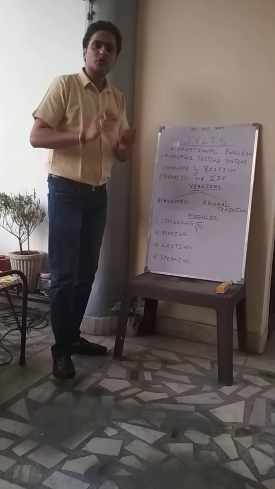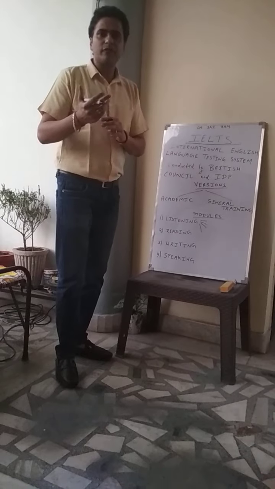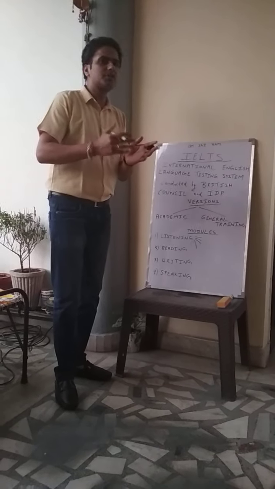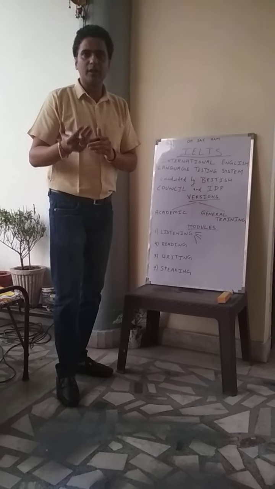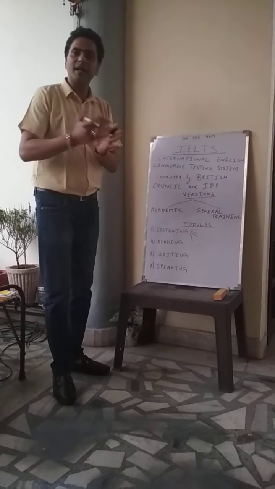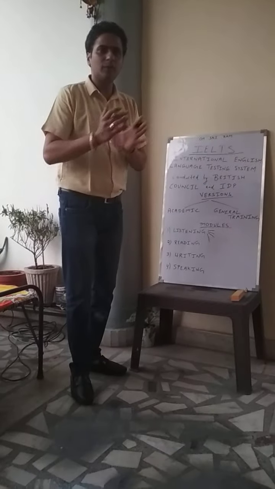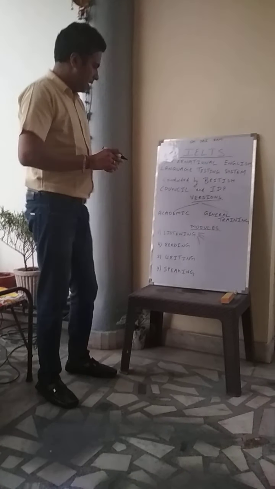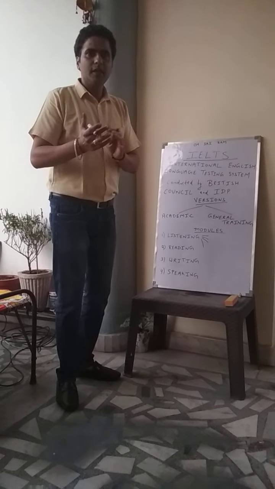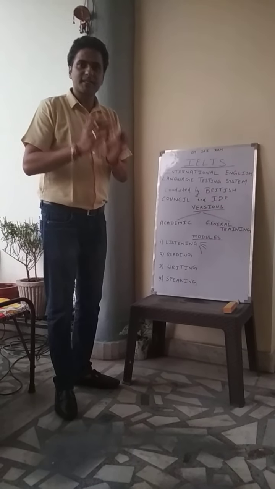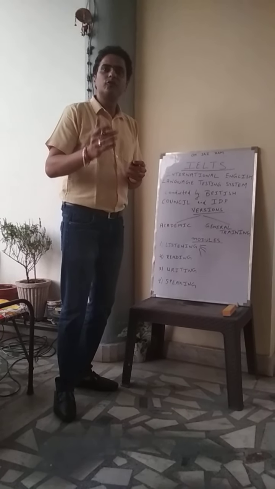Now, in writing task 1 for academic test takers, you will be given a graph or chart or table, pie chart or any process chart. And you have to describe it in your own words. Again, the rule is the same. You have to write a minimum of 150 words and the time is also the same. You will be given 20 minutes. You have to complete your writing task 1 in 20 minutes. And writing task 2, which is essay writing, is common for both academic and GT. You will be given a topic and you have to write an essay based on that. You have 40 minutes to write your essay and you have to write a minimum of 250 words.